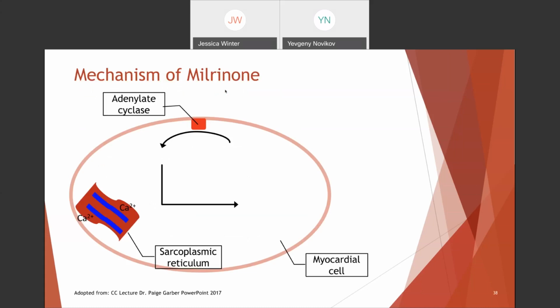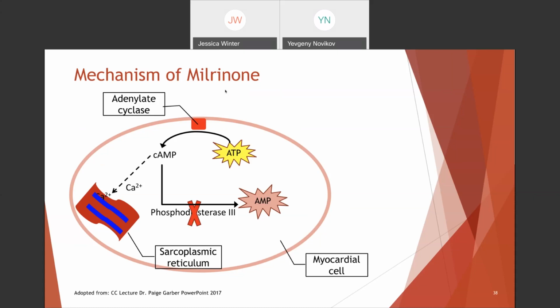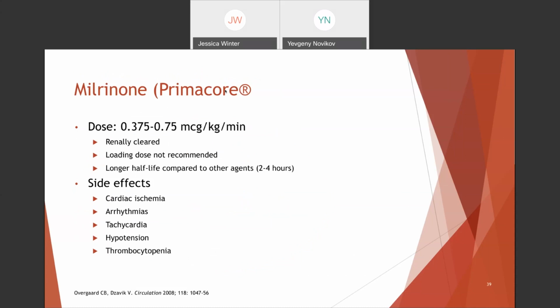So this is just reiterating the mechanism of action of milrinone. You have adenylate cyclase that uses energy to form cAMP. cAMP is advantageous because you have increased release of calcium from the sarcoplasmic reticulum, and that calcium is what causes the direct inotropy of the myocyte. However, cAMP is broken down by phosphodiesterase 3 in the heart to AMP, which is then not effective. You need more energy to turn AMP into cAMP, but if you inhibit that phosphodiesterase 3, then you have more cAMP around longer inside of the myocyte, therefore more release of calcium from the sarcoplasmic reticulum and increased inotropy.